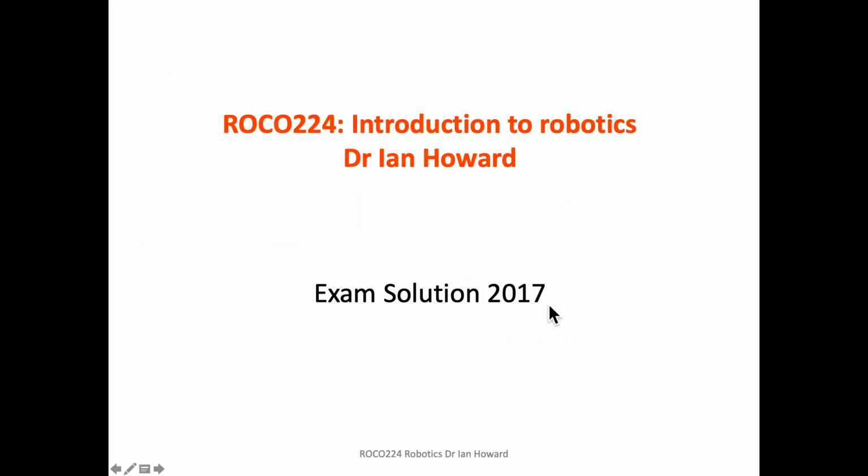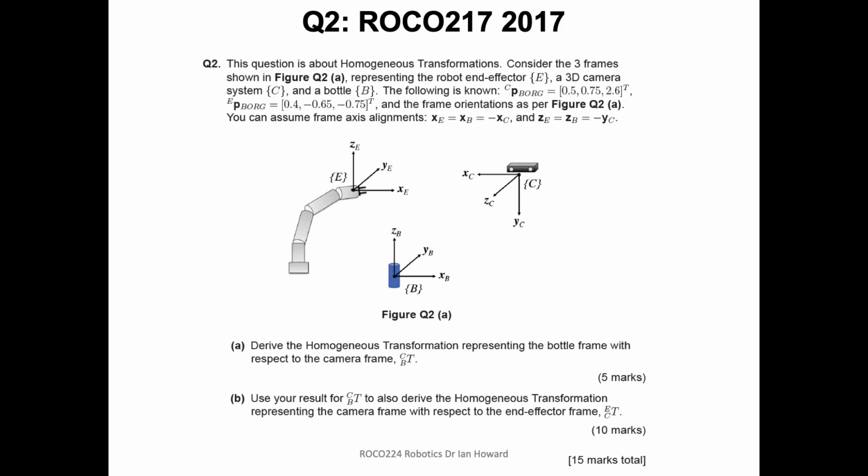Here is a question from 2017, and this relates to a realistic scenario where we're given three different frames, one corresponding to a 3D camera, which is going to be able to tell us where things are in 3D space, one relating to the location of an object, a bottle in this case, and one relating to the end effector of a robot.